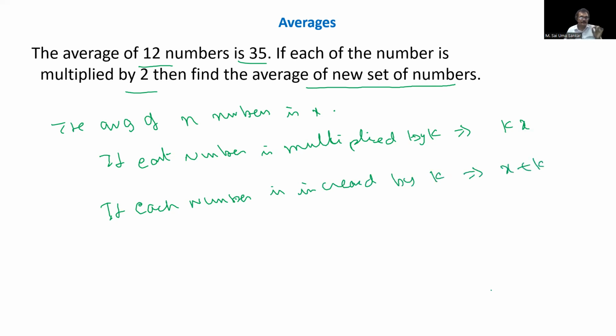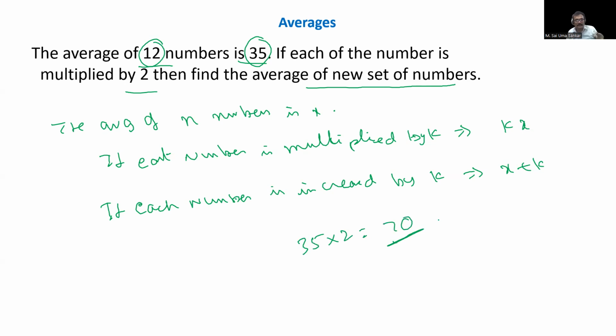Here, if each number is multiplied by k, then what is the new average? That is equal to kx. If each number is increased by k, then what is the new average? That is equal to x plus k. Here, what is the condition? If the average of 12 numbers is 35 and each number is multiplied by 2, then what is the average of the new set of numbers? Just multiply this 35 with 2, that is equal to 70, the answer.